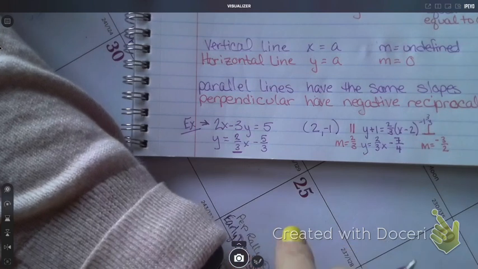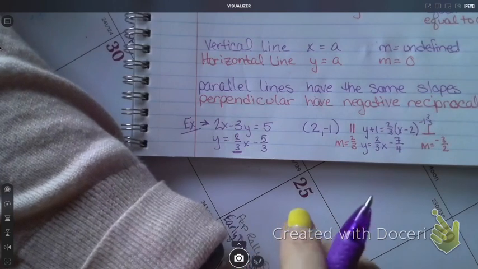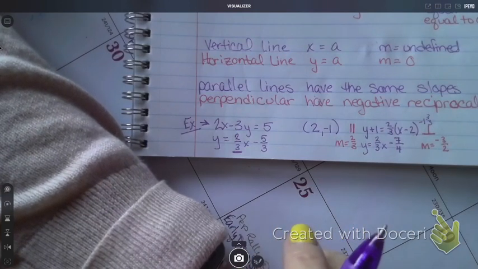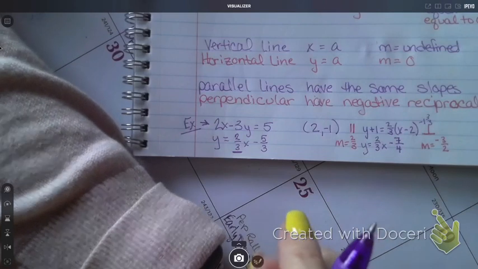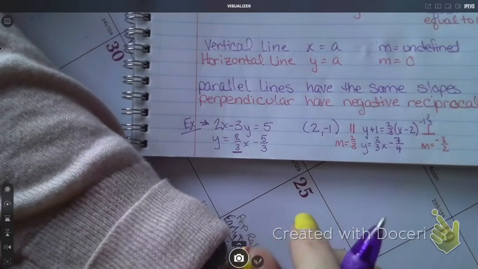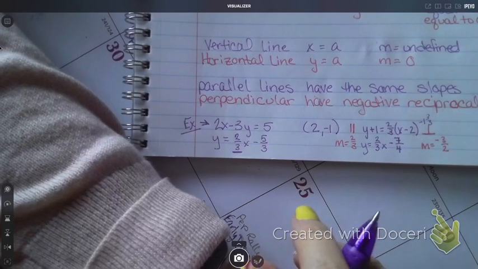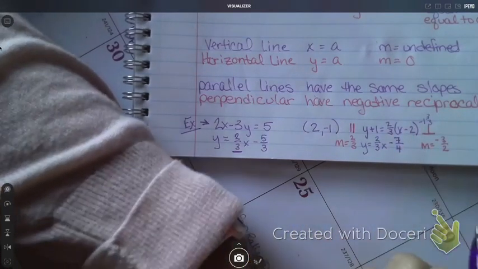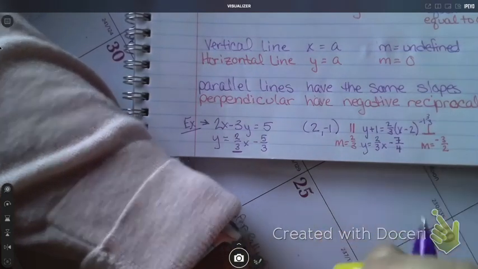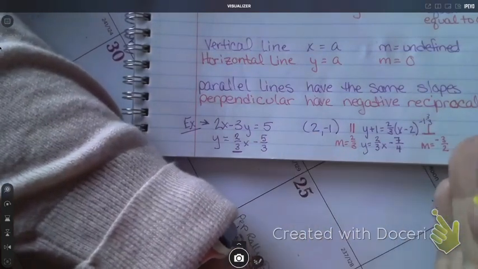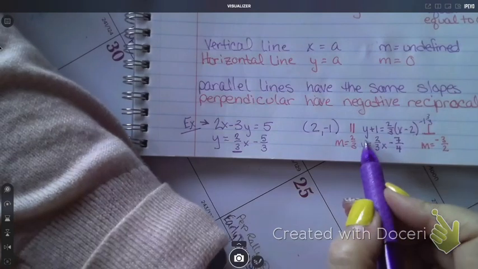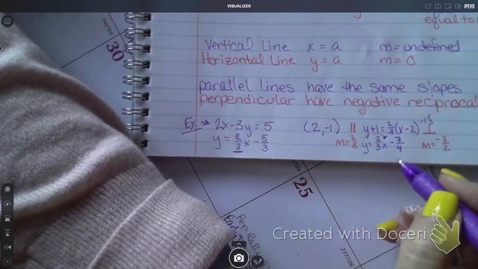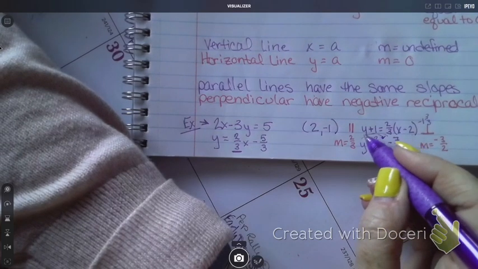So the least common multiple of 3 and 4, which is the least common denominator. Of 3 and 4, I'd say 12. Yeah, it's 12. So I need to multiply everything by 12, right? And I'm going to move y to the right and my constant to the what? Left?